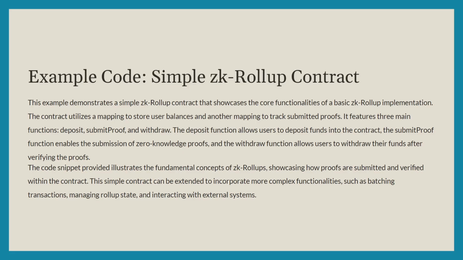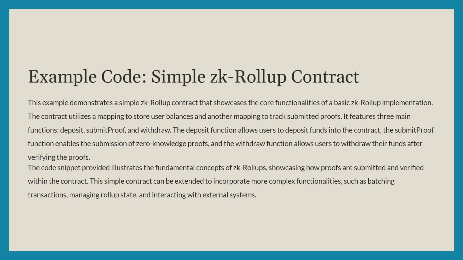The contract will utilize a mapping to store user balances and another mapping to track submitted proofs. It will feature three main functions: deposit, submit proof, and withdraw. The deposit function allows users to deposit funds into the contract. The submit proof function enables the submission of zero knowledge proofs, and the withdraw function allows users to withdraw their funds after verifying the proofs.